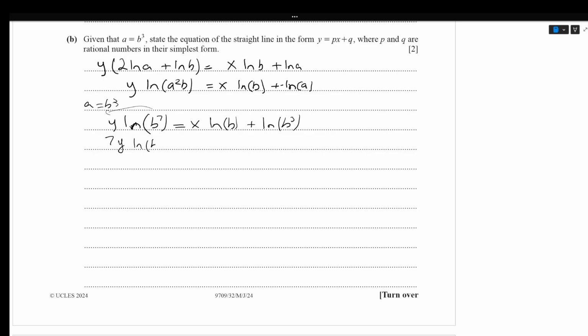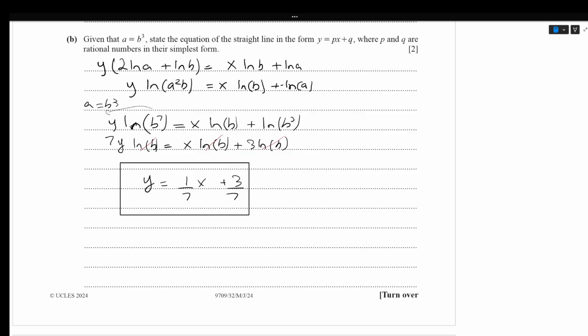7y ln b is equal to x ln b plus 3 ln b. ln b can cancel out and you're left with y is equal to 1 by 7 x plus 3 by 7, and this will be your answer.